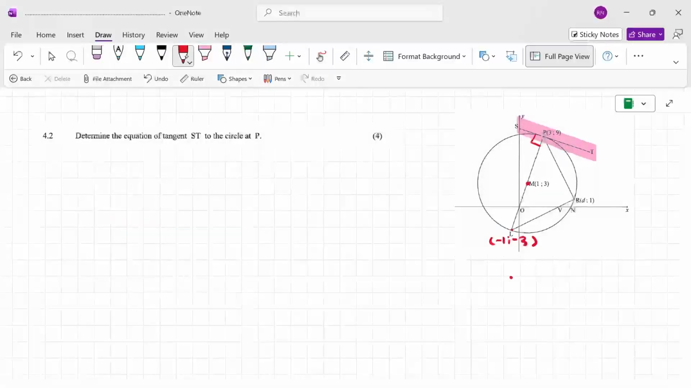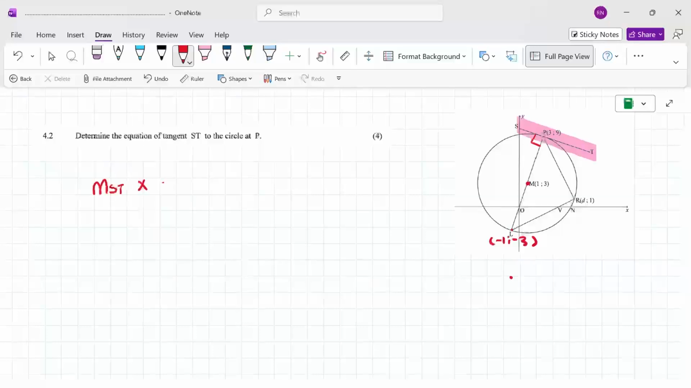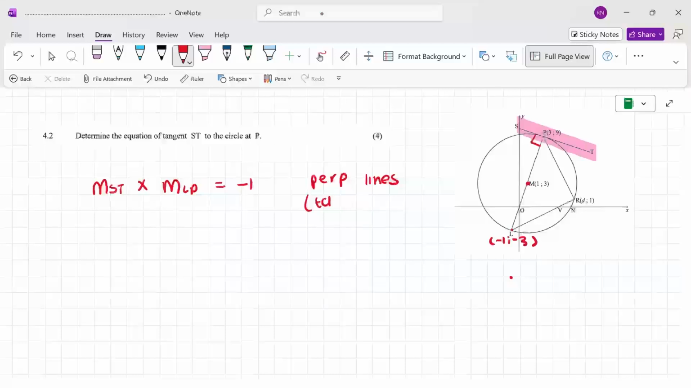We know that they are perpendicular, and perpendicular lines have negative reciprocal gradients, right? So the gradient of ST multiplied by the gradient of LP will give you -1. This is for perpendicular lines. The reason we can say this is because the tangent is perpendicular to the radius. The tangent is always perpendicular to a line from the center to the circumference, which is the radius.